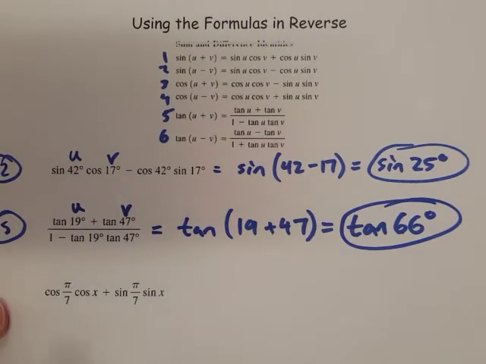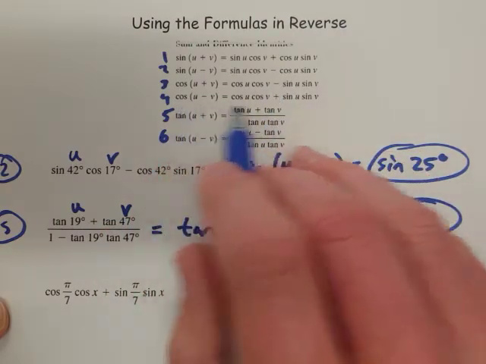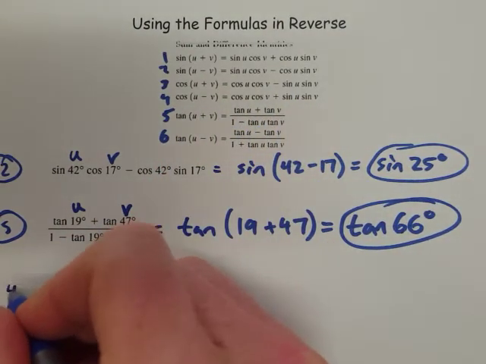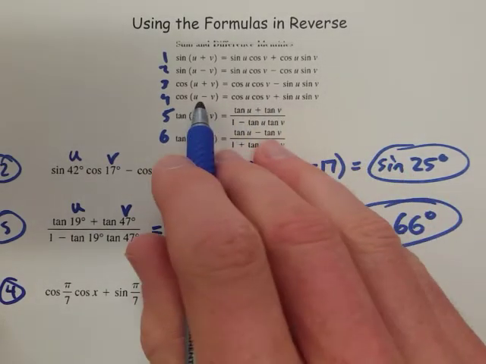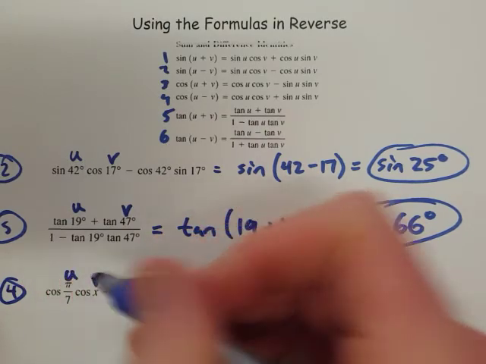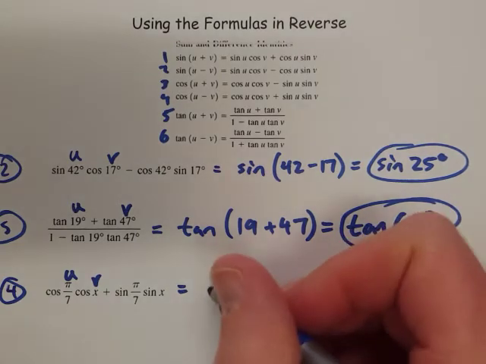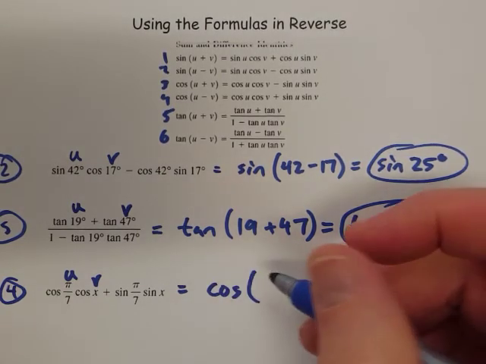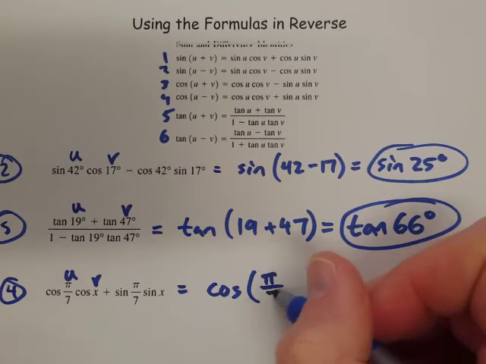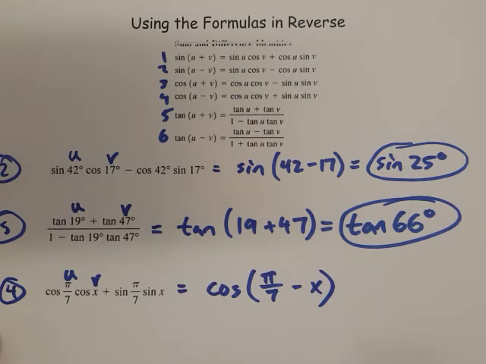Last example, we got a cosine. Notice it's cosine, cosine, sine, sine, and there's a plus in the middle, so that looks like number 4. So we got the plus in the middle. Notice that it's a minus for this cosine. Well, this one is u, this one's v, so you actually don't have to do much with this other than just plug them in. Cosine of u minus v, so that's pi over 7 minus x. And that's it as far as this one goes. We can't simplify that one any further.